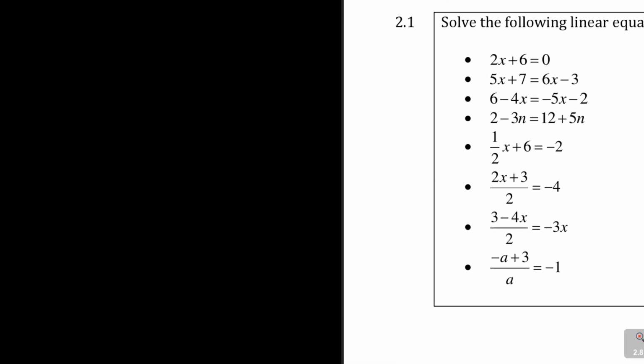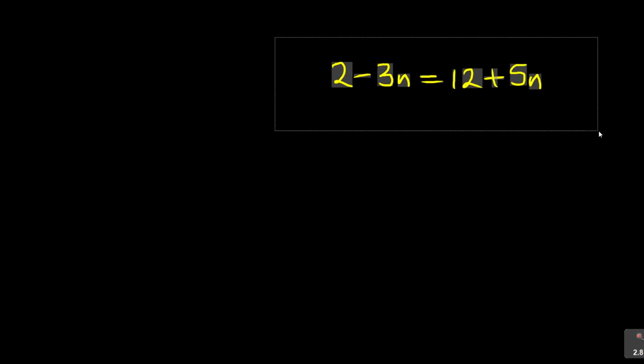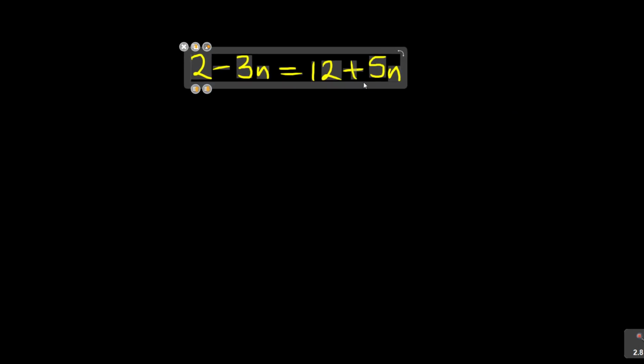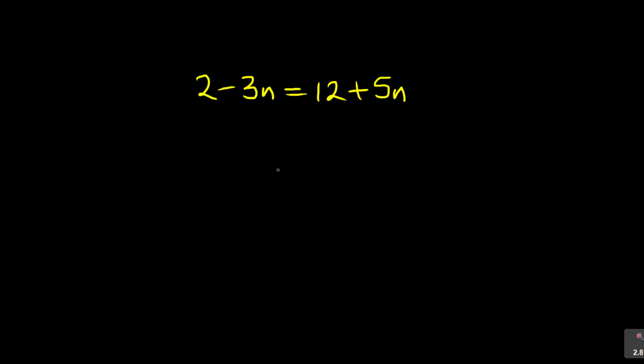Alright, next one. If we look at this one, which is 2 minus 3n is equal to 12 plus 5n. You see, it's a question also that says solve for what? Solve for the unknown, the n here. Same thing, guys. I said, let's say you are comfortable with taking anything to do with letters to the left. So look what we're going to do.